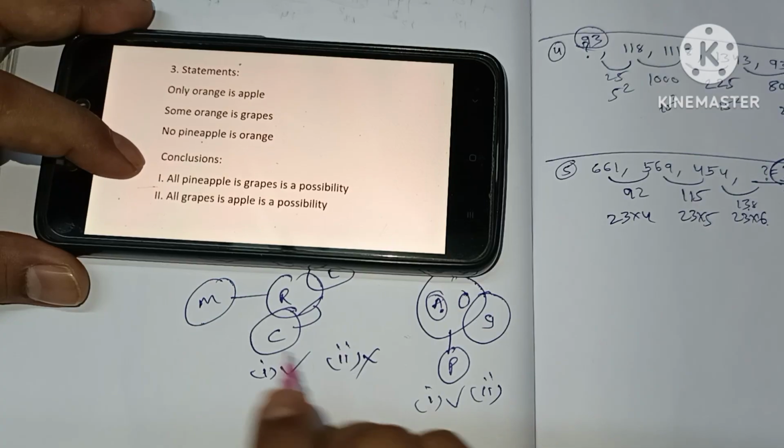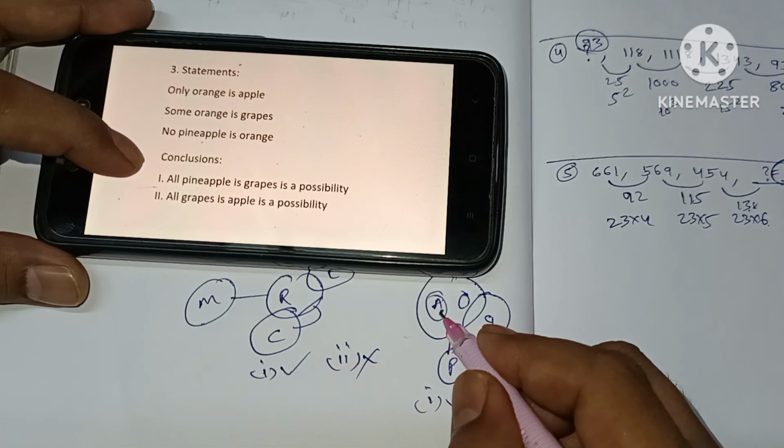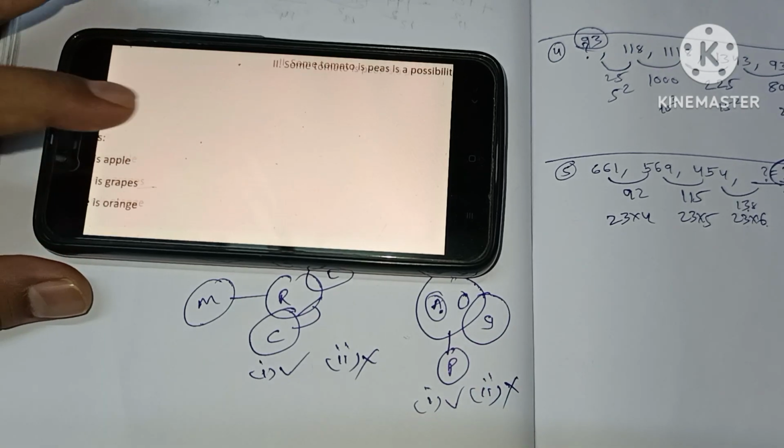Second conclusion, all grapes is apple is a possibility. Apple doesn't share with anything, so this case fails. Let's see the fourth question.